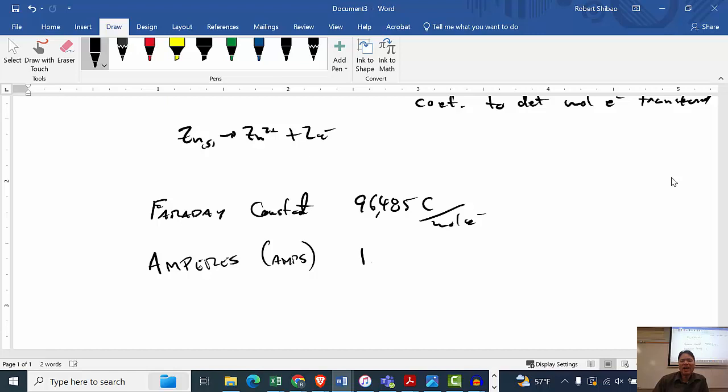And 1 amp is defined as 1 coulomb per second. 1 coulomb's worth of charge per second. So if I had 1 coulomb's worth of charge, how many electrons is that? Well, we could use the Faraday constant to figure out how many electrons were transferred in a second. And so 1 coulomb per second.